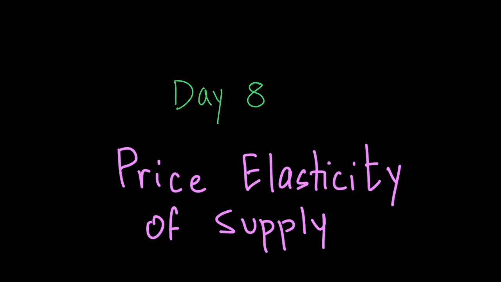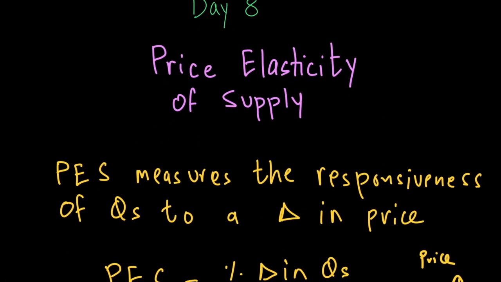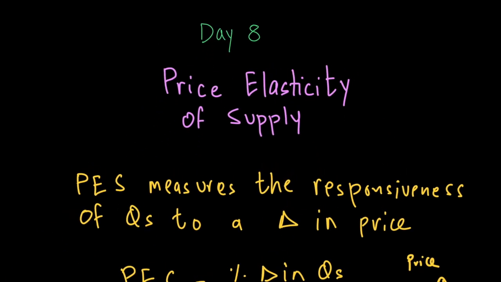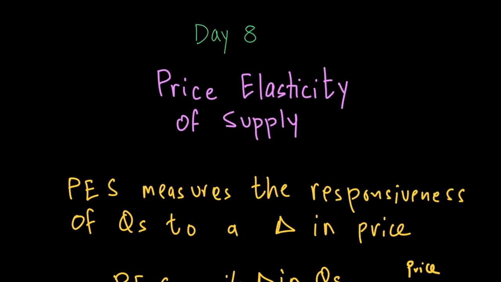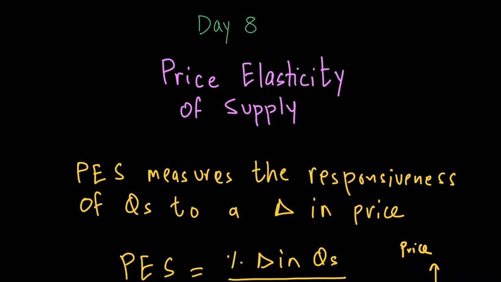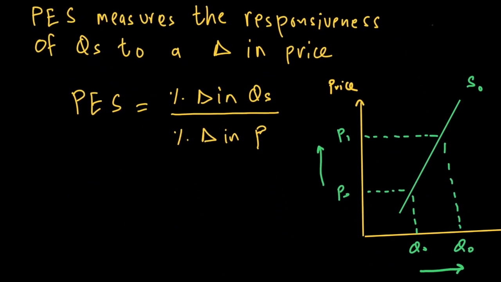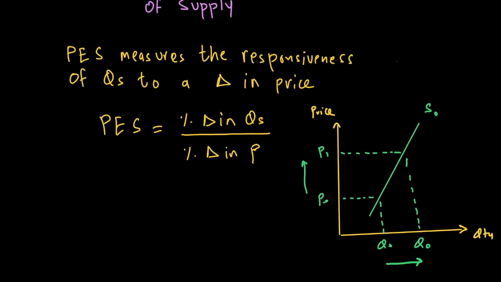So what is price elasticity of supply? It's the responsiveness of quantity supplied to a change in price. When the price is going up, quantity supplied goes up, and we know this as the supply curve is upward sloping. So we've done this before as well. When the price of a good goes up, quantity supplied goes up. So what PES tells us is by how much quantity supplied will go up.